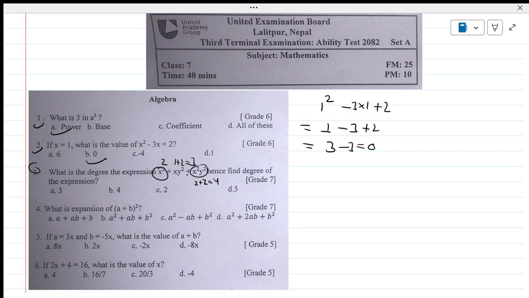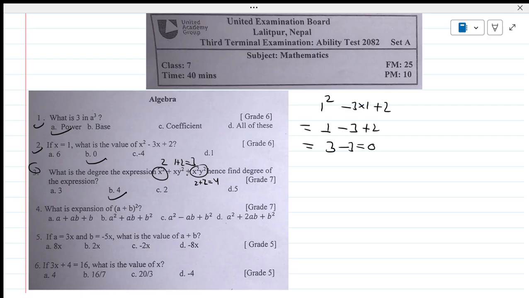After identifying the degree of all the terms in the algebraic expression, we have to mark the highest degree, and that will be the degree of the expression. So here the highest is for the term x square y square, which has degree 4. So the degree of this expression is 4. So B is the correct answer.